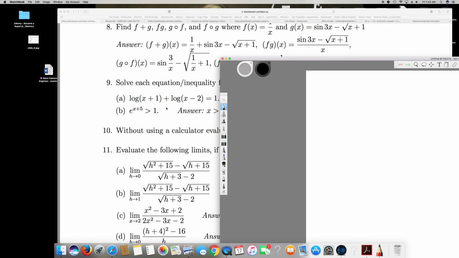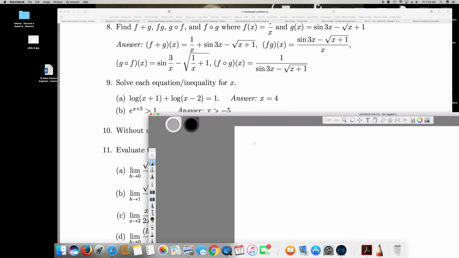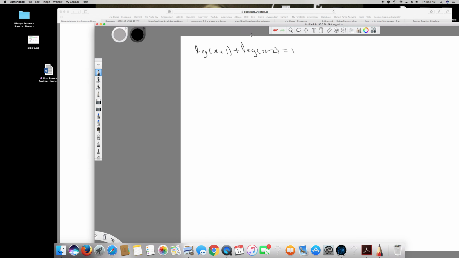So let's begin with this one. It says log(x plus 1) plus log(x minus 2) equals 1, and the answer is given as 4, so we have to find out how they got that. If they have given two log additions, we can put them together. When we make them together, it's going to multiply, because when you add two logs, you multiply.